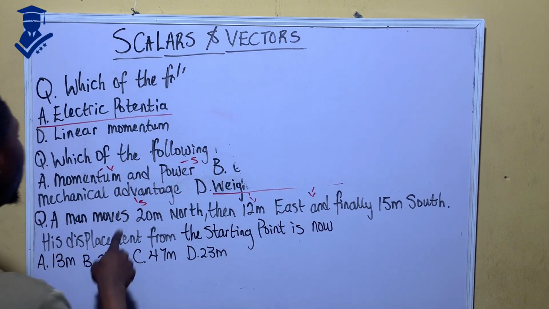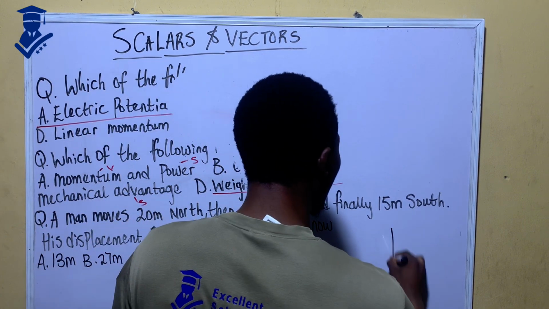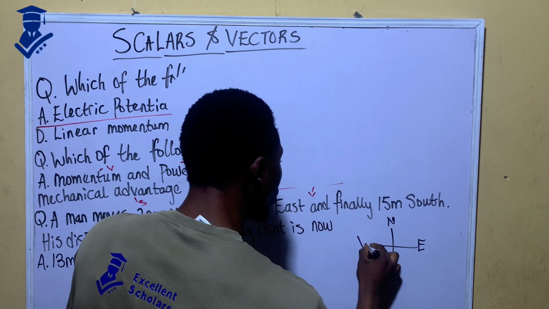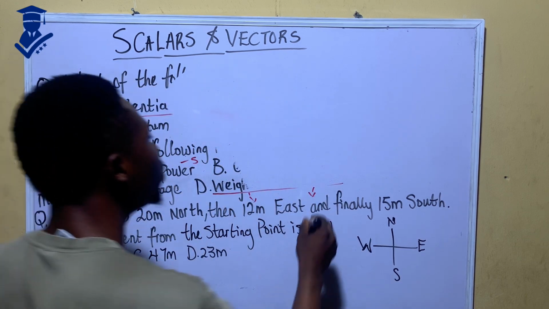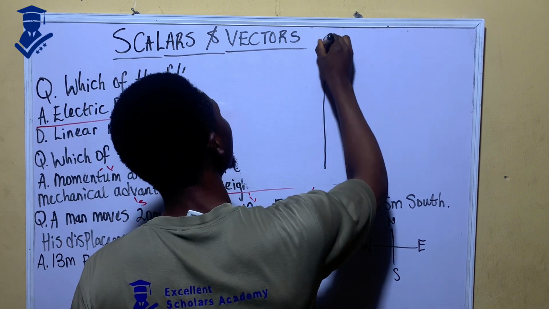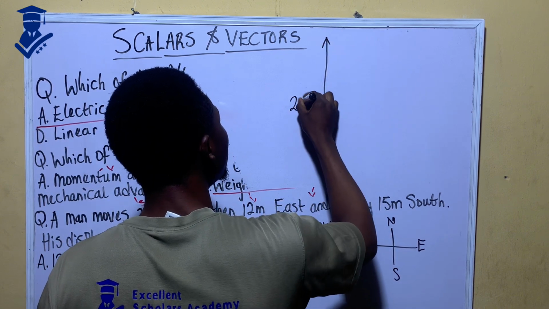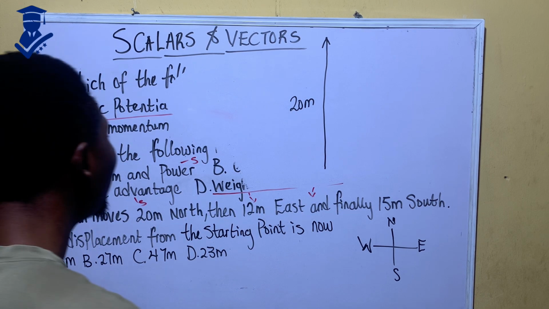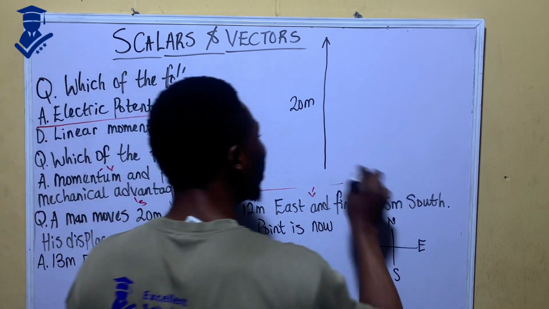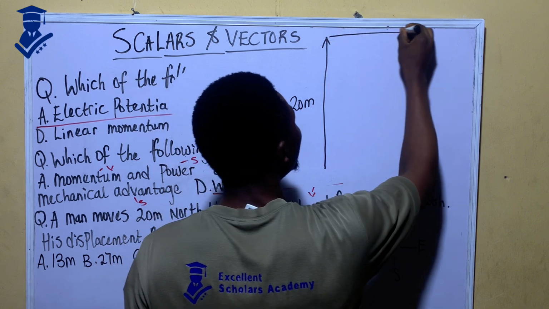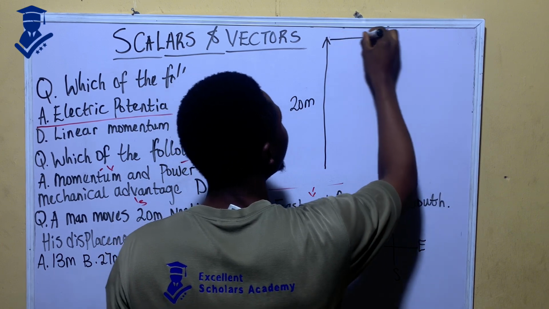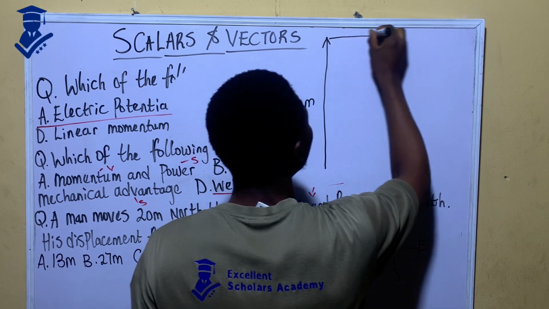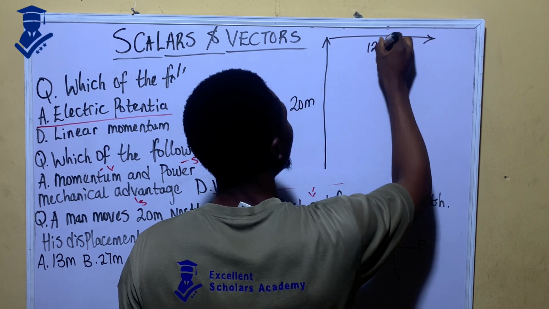A man moves 20 meters north. Now we know our cardinal points. This is north, this is east, this is south, and this is west. So a man moves 20 meters due north, in the north direction, and then 12 meters east, in this direction. This is 12 meters east.